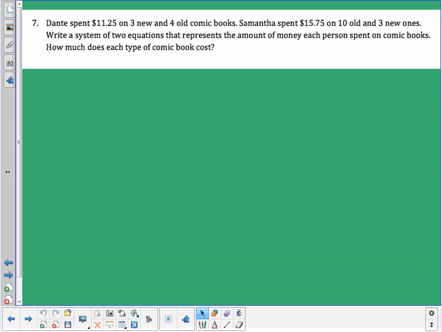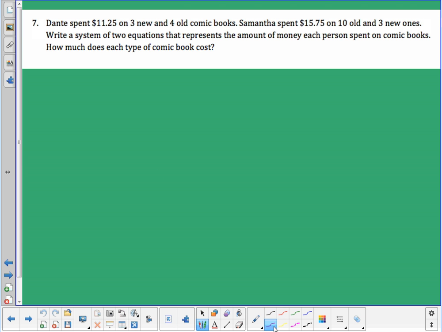It says, in number 7, Dante spent $11.25 on 3 new and 4 old comic books. Samantha spent $15.75 on 10 old and 3 new comic books. Write a system of two equations that represents the amount of money each person spent on comic books. How much does each type of comic book cost? So we need to start by writing a system for this.